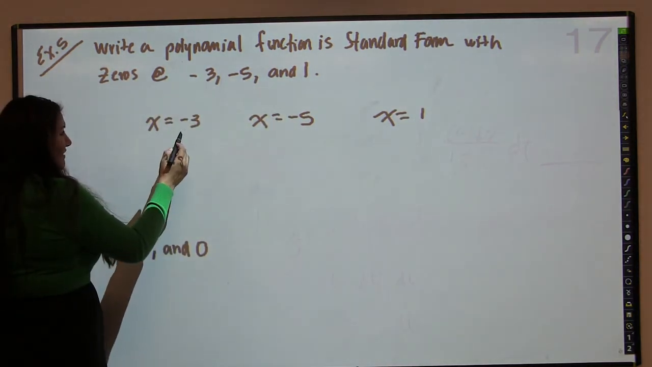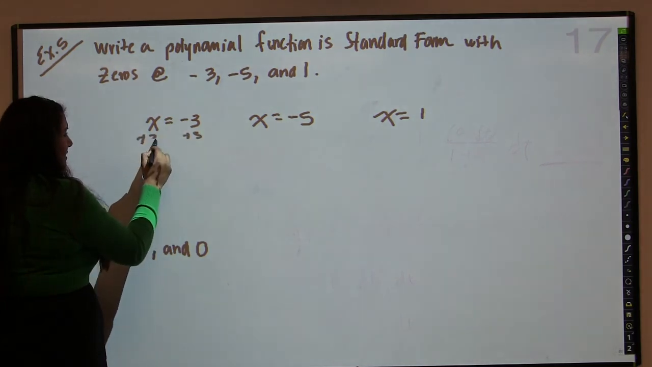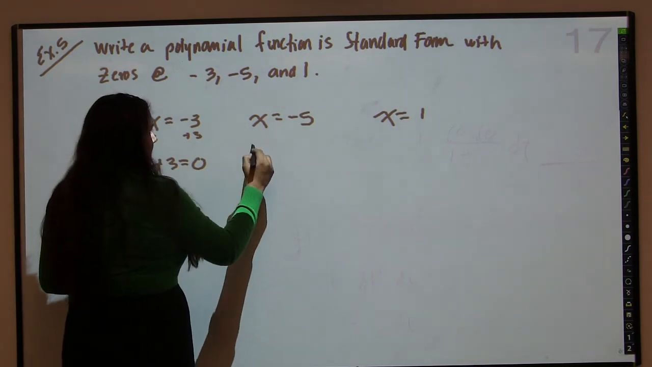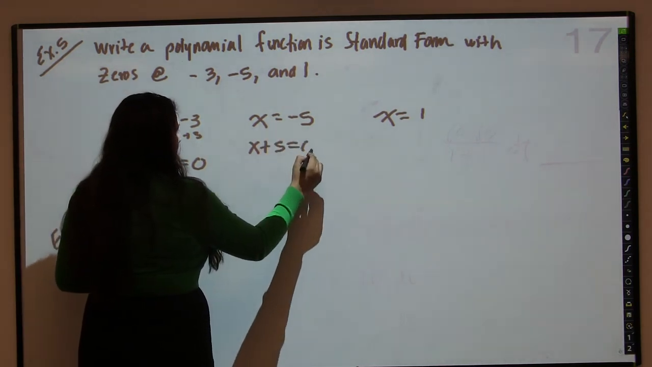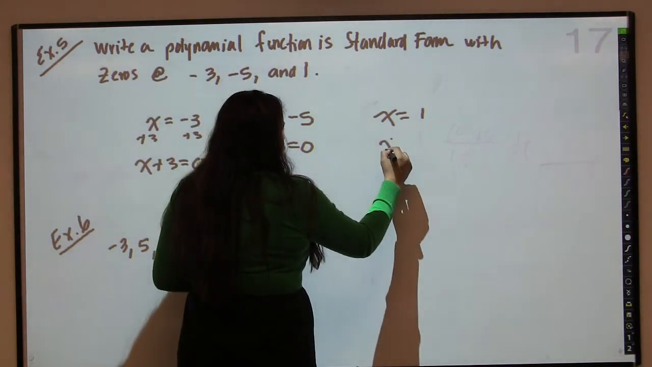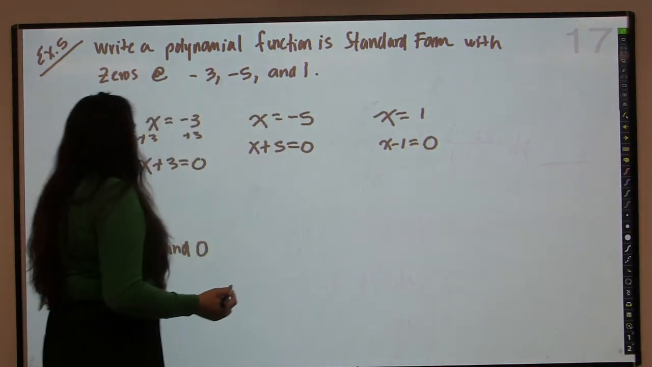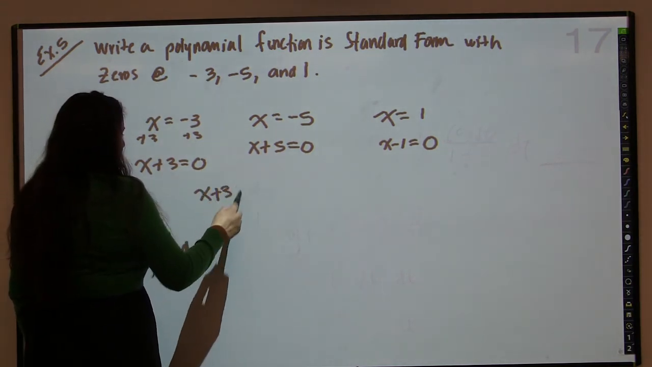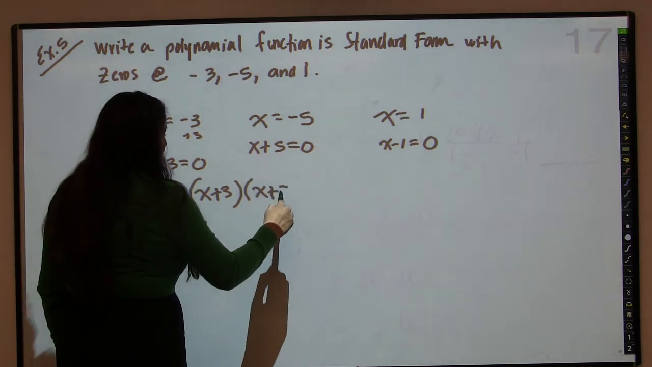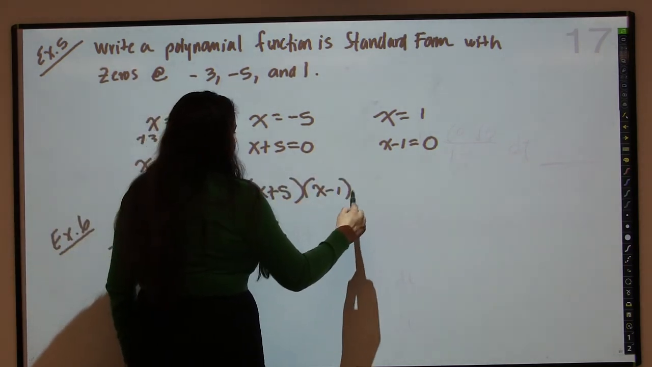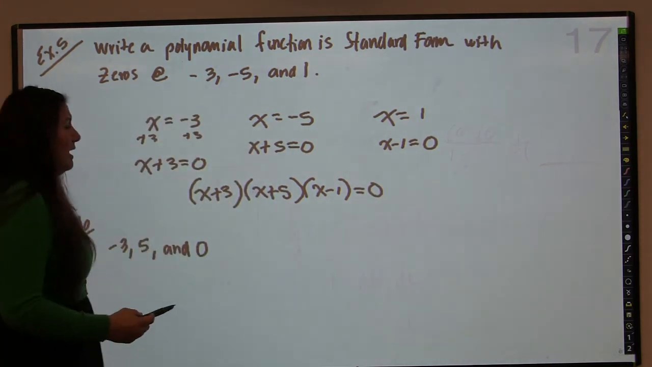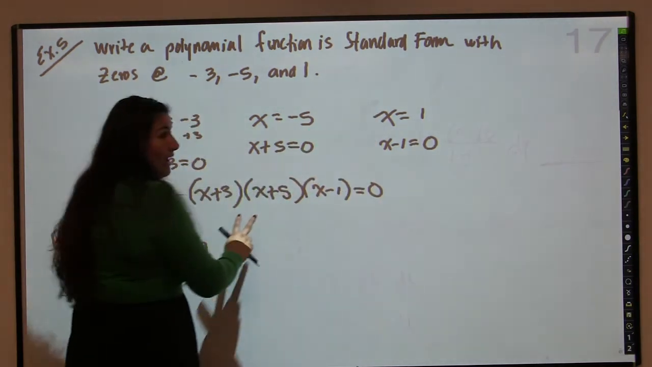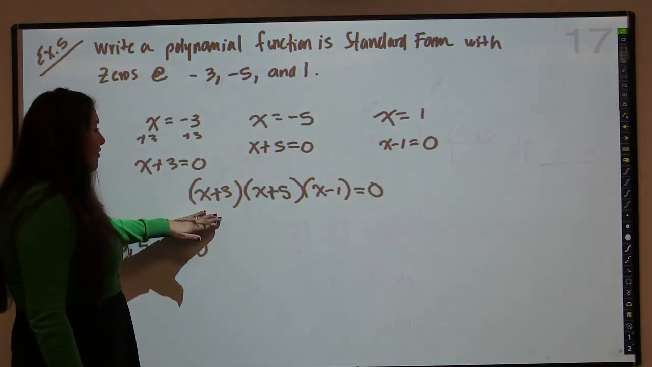I want to write this as a factor, so I would then add the 3 to the other side, making it x plus 3 equals 0. I would add the 5 to the other side, making it x plus 5 equals 0. And I would subtract the 1 to the other side, making it x minus 1 equals 0. And because they're all equal to 0, I would then make them a product, x plus 3 times x plus 5 times x minus 1 equal to 0. Okay? And then lastly, because they want this in standard form, not factored form, we can't leave it like this. We now have to FOIL it all.